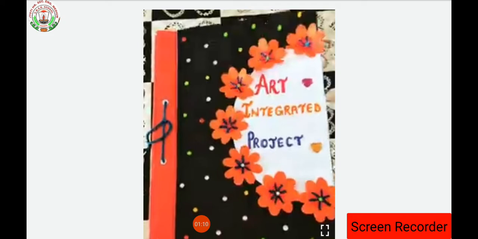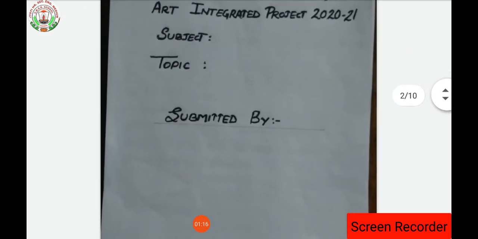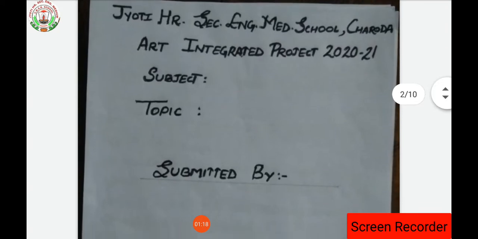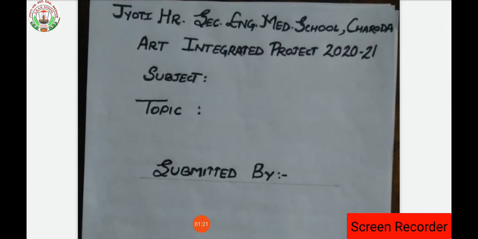The front of the file will be clear. In the next page we will have Jyoti Higher Secondary English Medium School Charoda, Art Integrated Project 2020-21. The front of the file will be as shown above. You can decorate it or use any other design. It is not compulsory to be as above. If your file remains simple, that's also no issue. But as you open the file, the first page will be as shown in the figure.